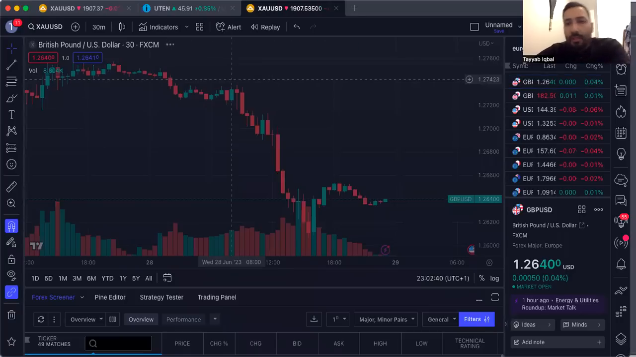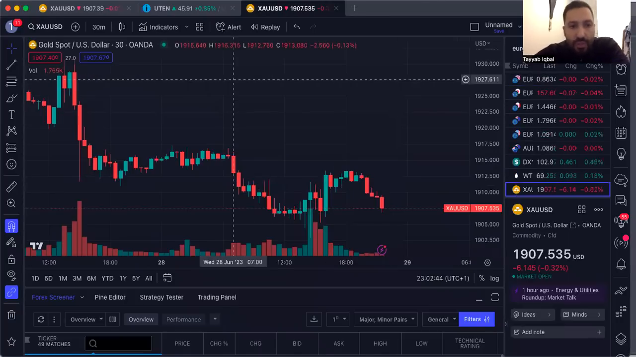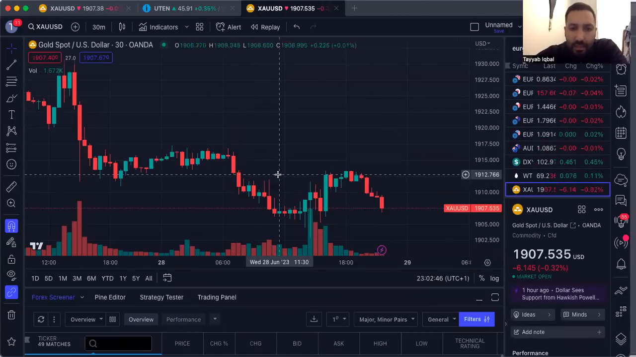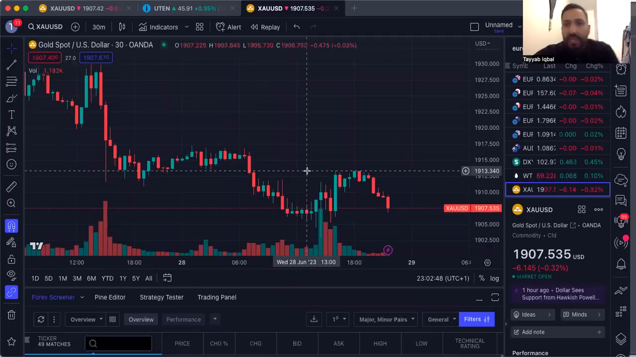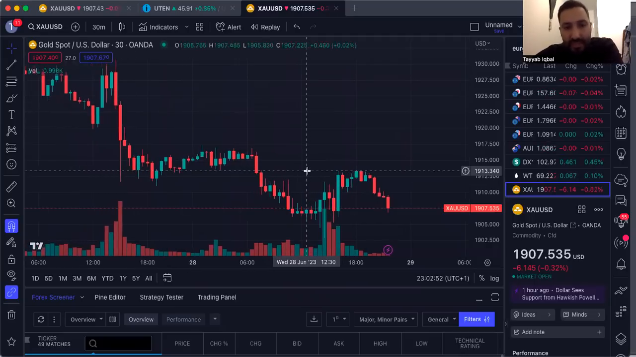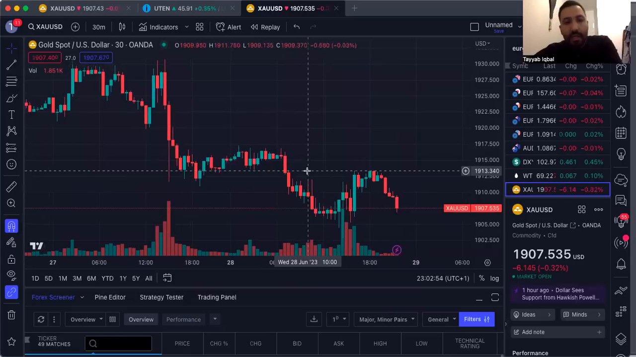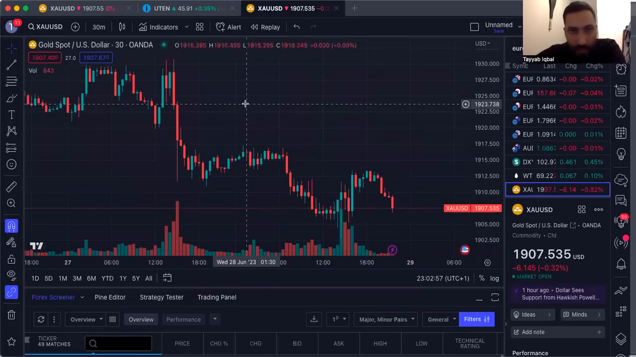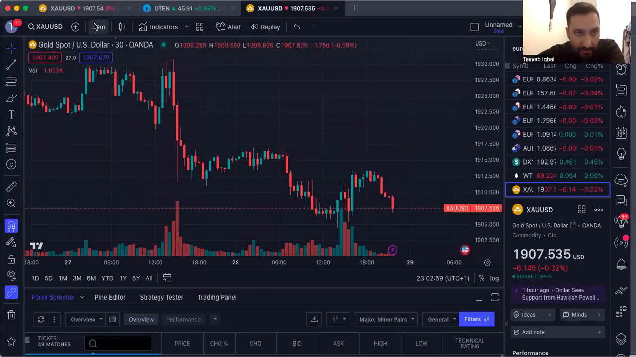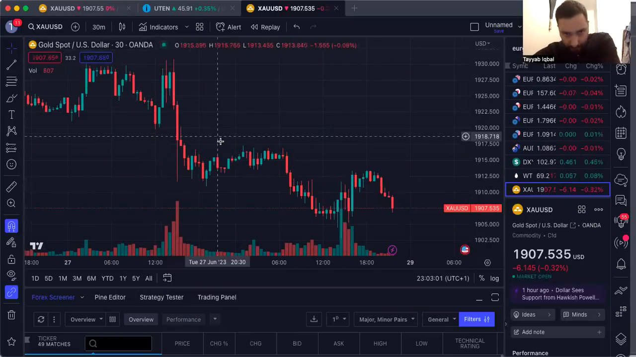So the strategy I'm going to talk about today is called layering. There are different names for it. Different traders use different names for it, but essentially it's the same concept. So, for example, this is on the 30 minutes chart now.